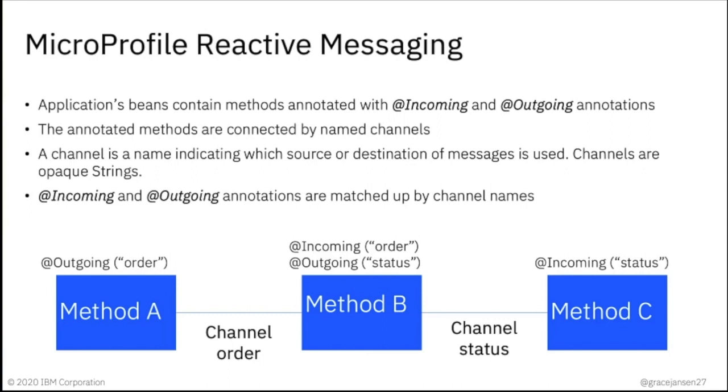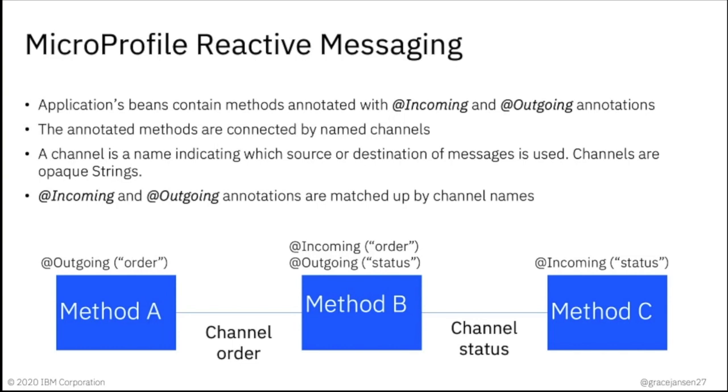There are two annotations we can use, which are @Incoming and @Outgoing. The @Incoming represents events coming into the bean or the particular microservice, and the @Outgoing represents data, events or messages going from it, as a publisher, from that particular method or microservice out to another. The annotated methods @Incoming and @Outgoing are connected by named channels. Now a channel is just an opaque string.